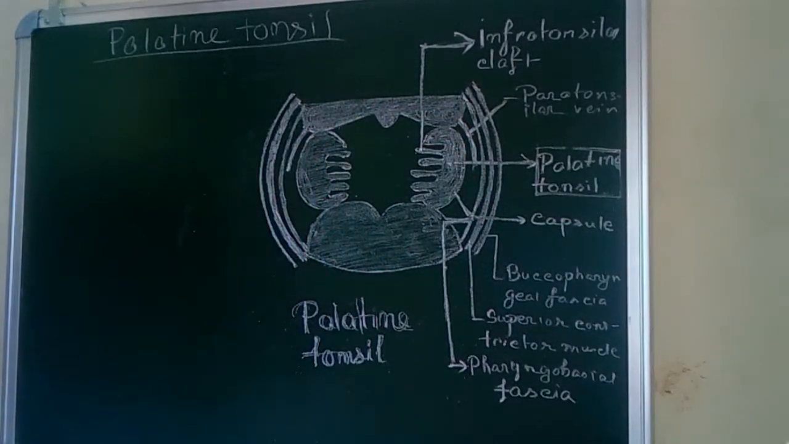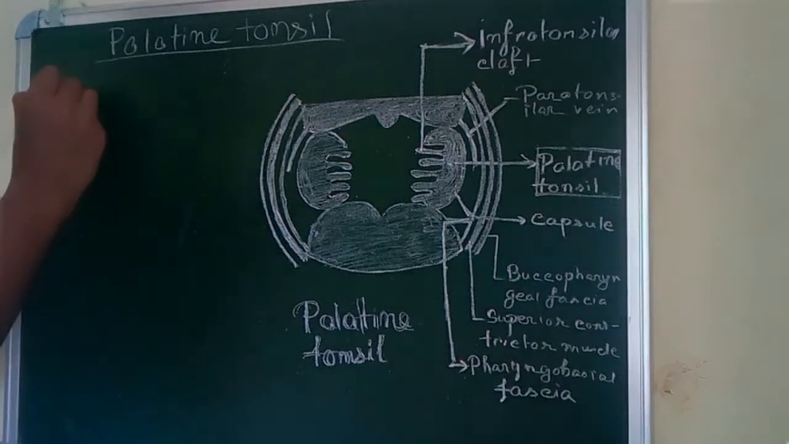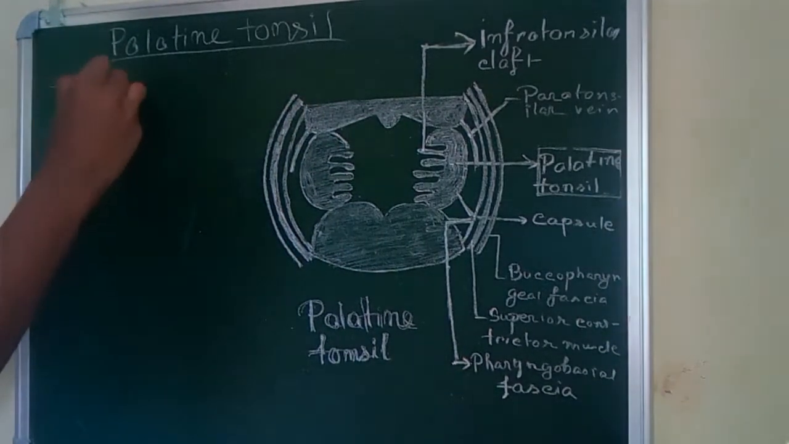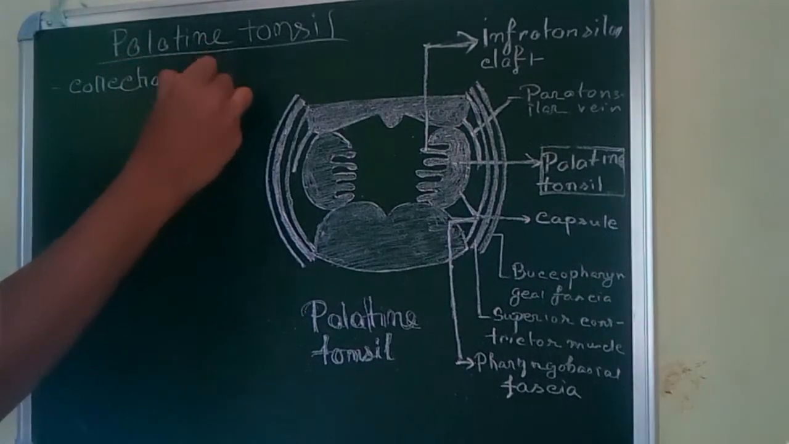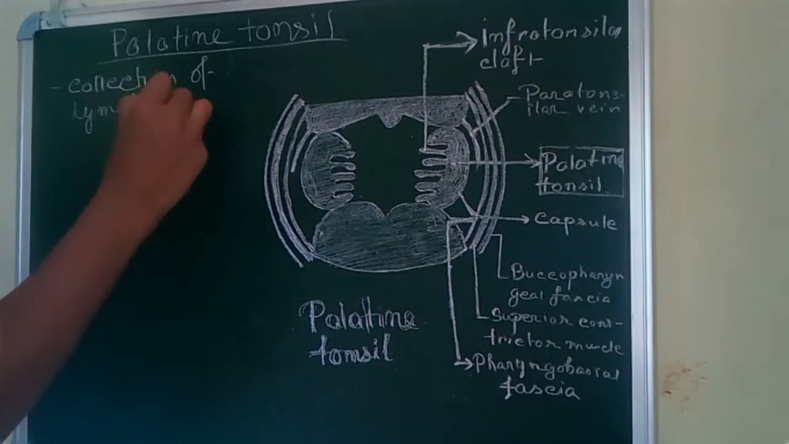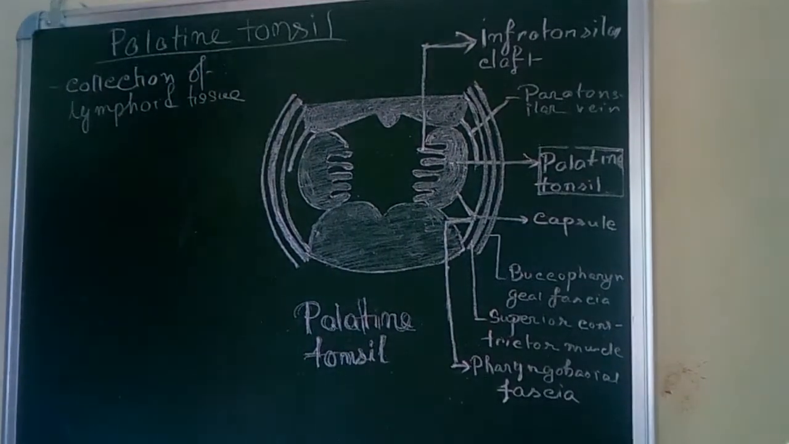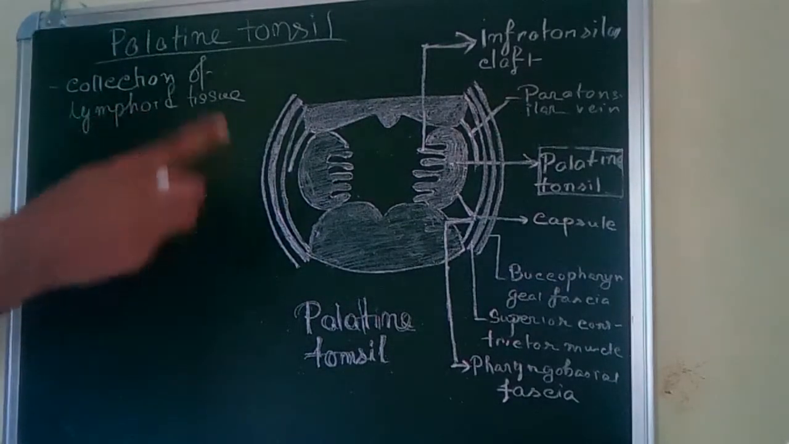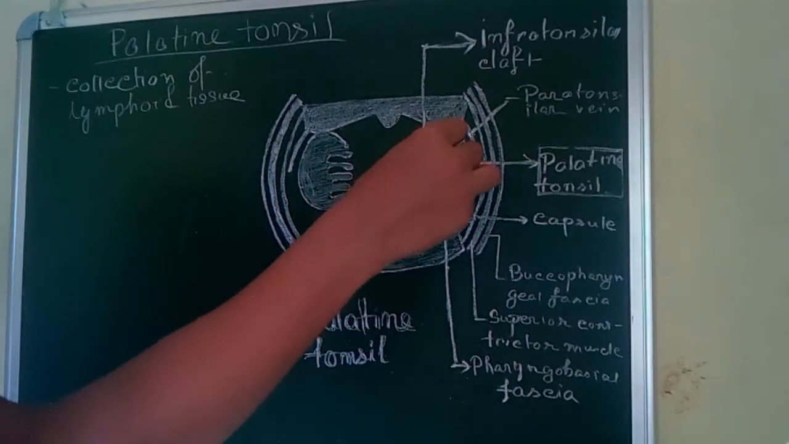We have two palatine tonsils in our body. The palatine tonsil is a collection of lymphoid tissue, and it is situated in the tonsillar fossa. So this is the palatine tonsil.